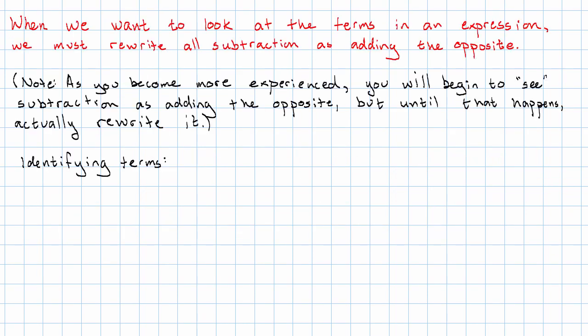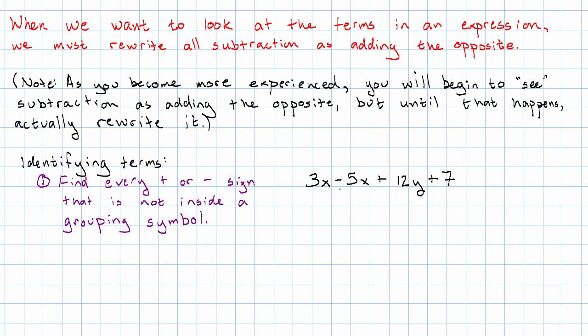As I describe this process, I'm going to show you a simple example, and then I'll show you a more complicated example using the same process. This is the example we're going to work with, 3x minus 5x plus 12y plus 7. Our first step is to find every addition or subtraction sign that is not inside a grouping symbol. So here, here, and here.